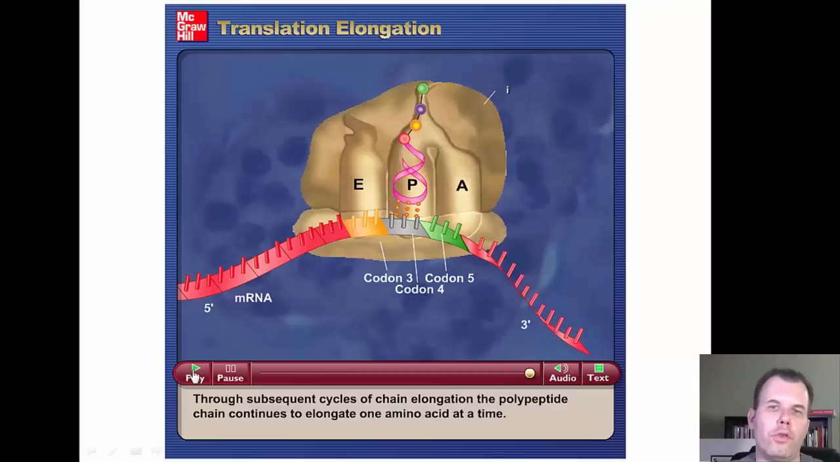Okay, so this just shows you again. And this process continues. It's called elongation. So you're elongating the protein and it continues to elongate as it goes on. And so that's the idea here. And so this will bring in the next tRNA. This will connect. We'll slide over the next one, so on and so forth. And that's the process that goes on with that.